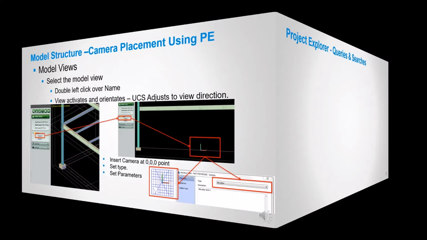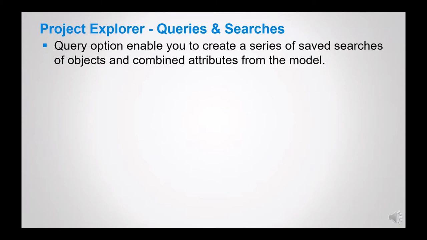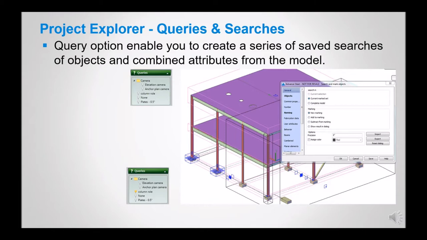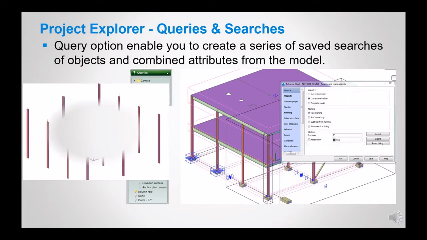Another element of the Project Explorer is searches and queries. Those of you not familiar with this, inside Advanced Steel there's a search dialog. It's sometimes termed a query. It is available under the Project Explorer. You can create new ones. It searches for all the different object types and uses a lot of the attributes so you can filter out what you want to see.